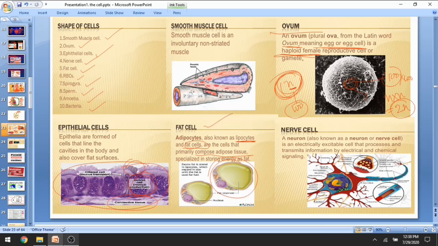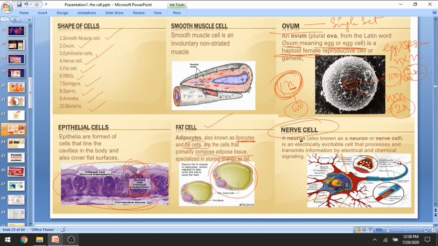So haploid genetic material, the haploid female reproductive cell, is said to be ovum. So ovum contains a single set of DNA. When egg merges with sperm, both egg and sperm have a single set of DNA, and they create 2n, that means a diploid organism, which contains two sets of genetic material.